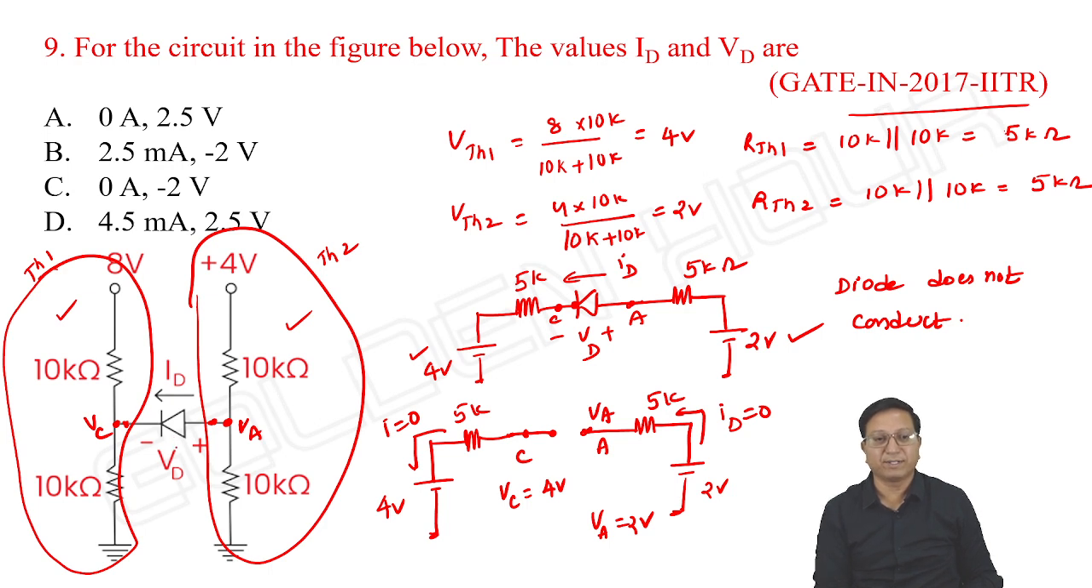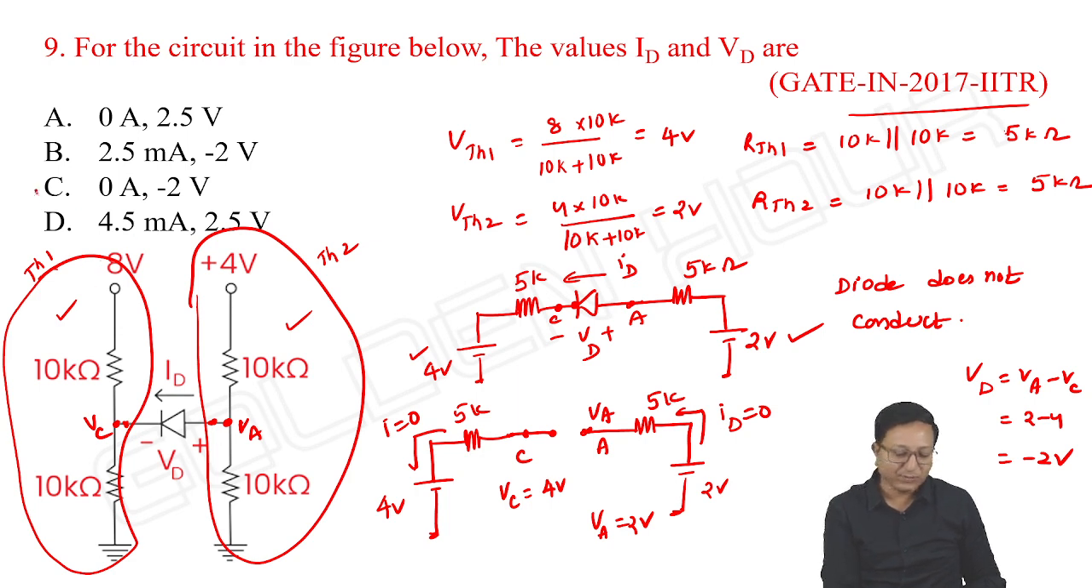We are well aware of it. So VD is equal to VA minus VC. It is 2 minus 4, minus 2 volts. Definitely right, anode to cathode voltage should be negative as the diode is not conducting. Okay, so option C is correct. The current through the diode is 0 and the voltage across the diode from anode to cathode is minus 2 volts. That's it.